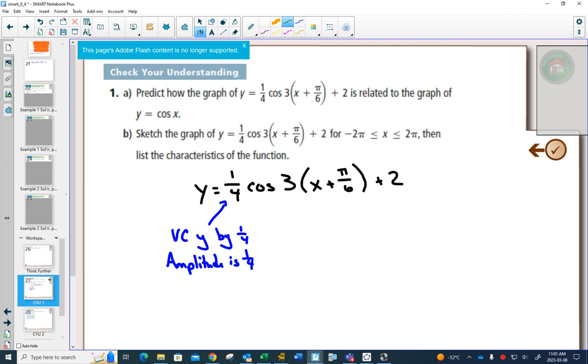Next, the 3 from our transformations unit, that would be a horizontal compression. You would multiply your x value by 1/3. And in our shortcut, we found out that our b value helped us figure out our period, and we had a formula that our period is equal to 2 pi divided by your b value. So our period will be 2 pi divided by 3.